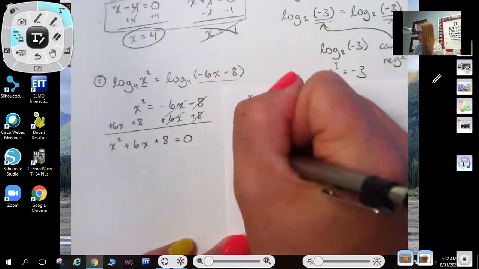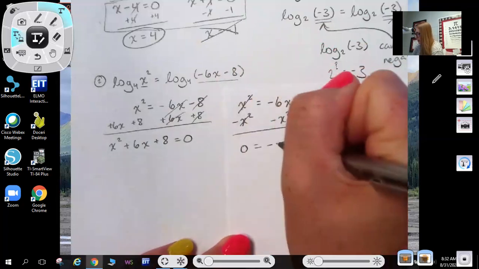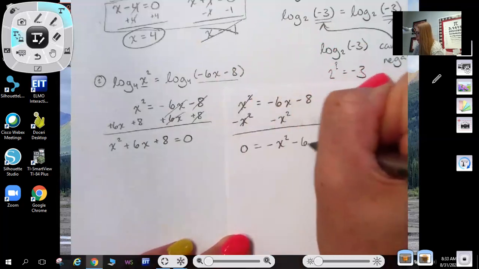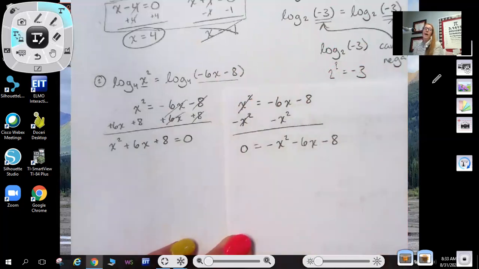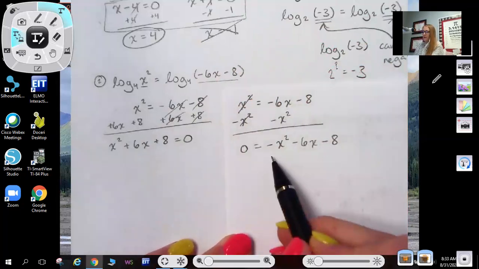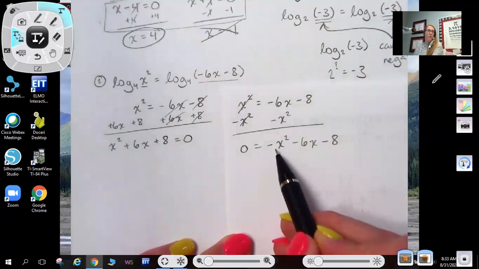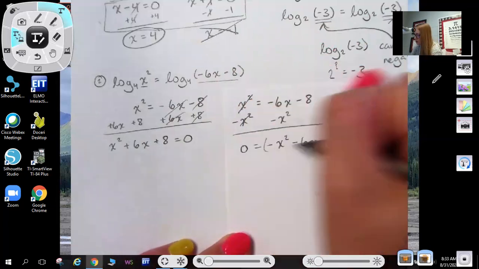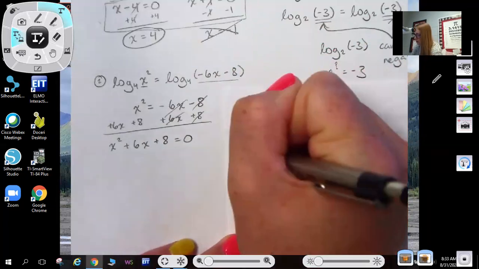You're going to end up with 0 on this side, negative x squared minus 6x minus 8. Now you've done it, you realize my x squared is negative. I can't have that in order to factor. So you're just going to multiply both sides by -1.